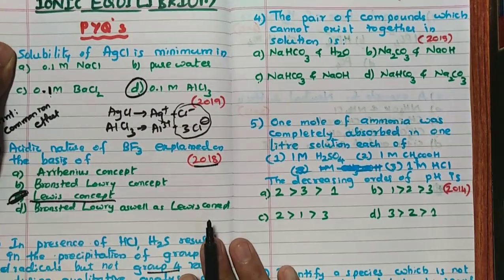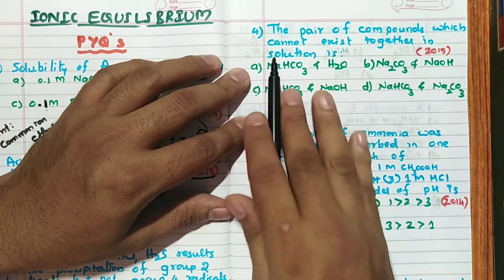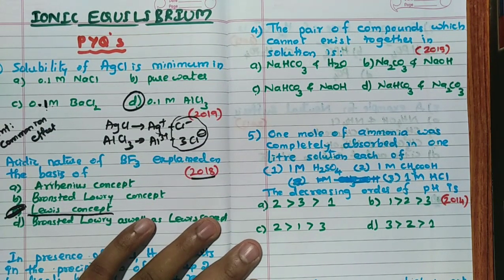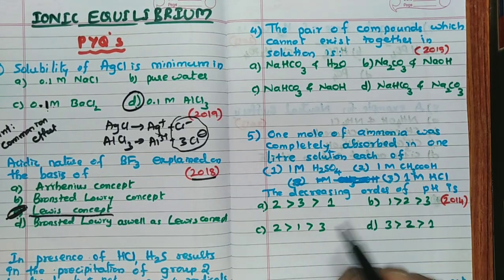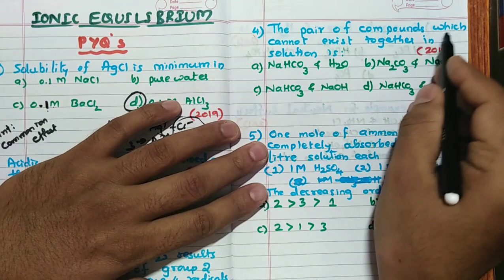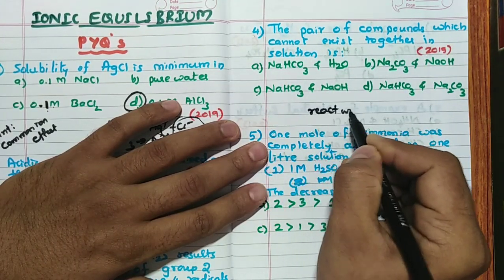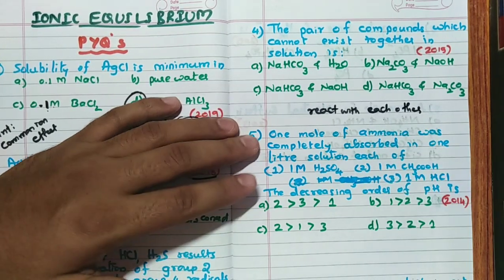Now, this is a simple question actually. A 2015 asked question: pair of compounds which cannot exist together. What is the meaning of this? Cannot exist together definitely means they will react with each other. Definitely, which cannot exist together means react with each other, forming other products, remember. Hence they will not exist.